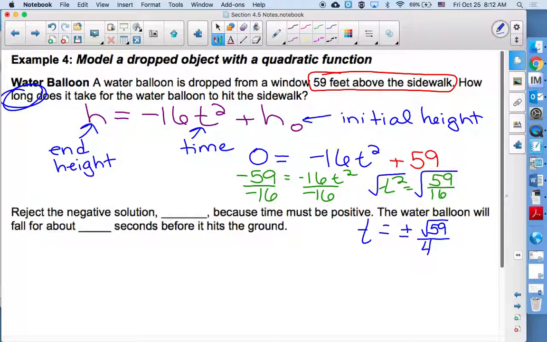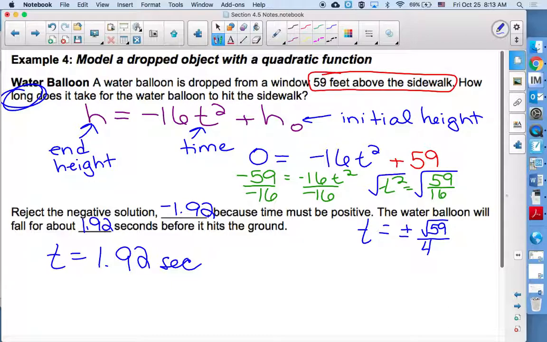Oh, what did you get? 1.9226. Okay, we'll keep 1.92, 2 decimal places. So we're going to eliminate the negative because time is positive. Any real application is a positive answer. So it's going to take our water balloon about 1.92 seconds, which is pretty quick. 59 feet, about 2 seconds to hit the ground.